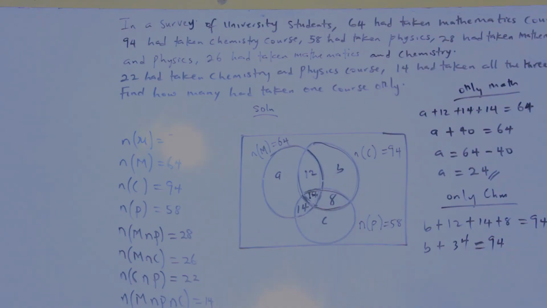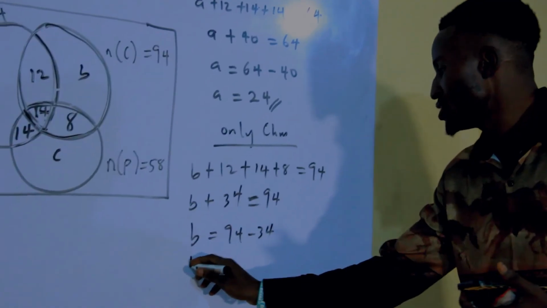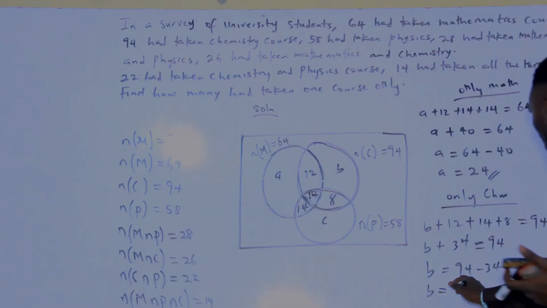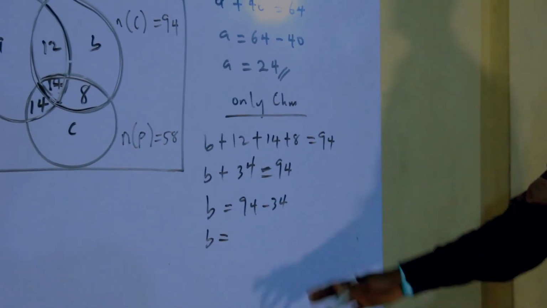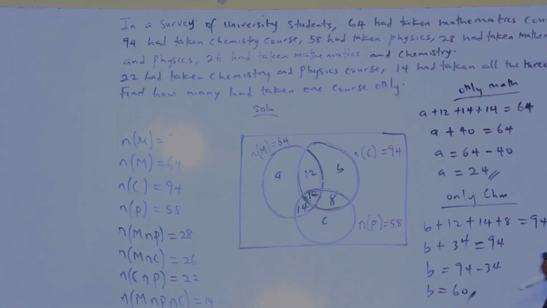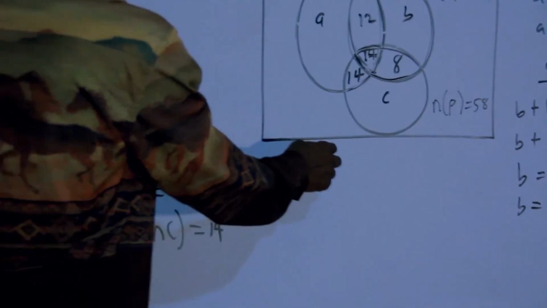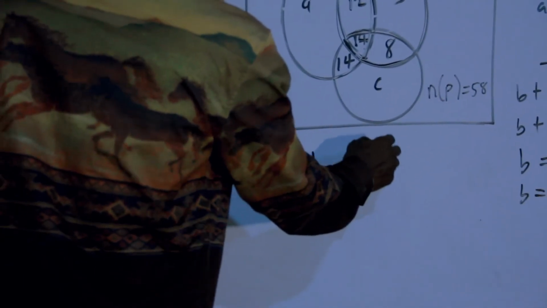94. Now if you check this very well, you have B is equals to 94 minus 34, which B is equals to what? We have this to be 60, because 60 plus 34 will give us 94. So this is equals to 60. That means the total number of those that study chemistry only is equals to 60. Then we have only physics.